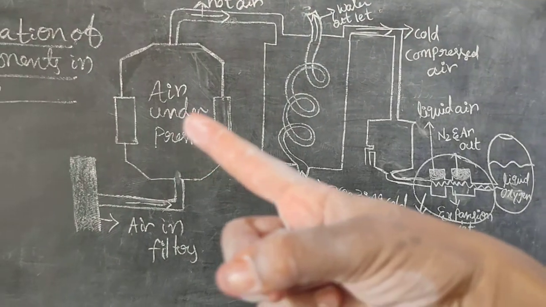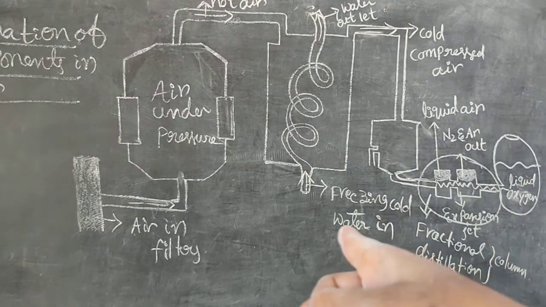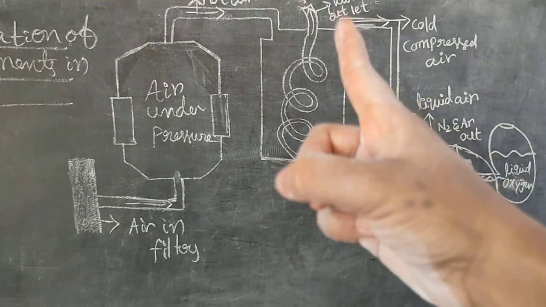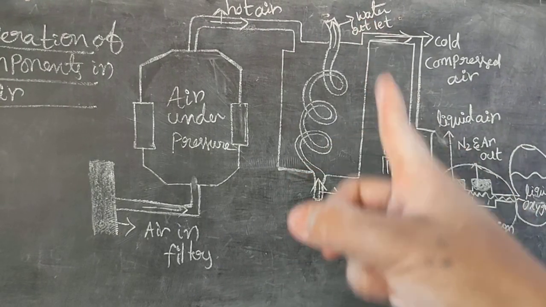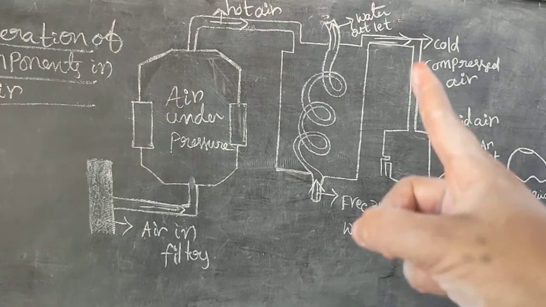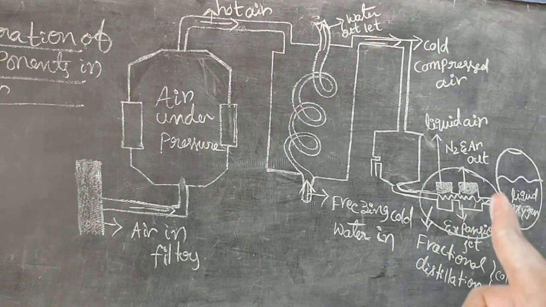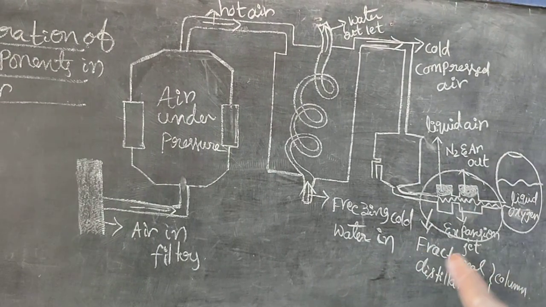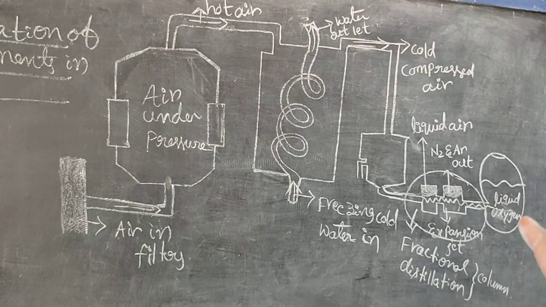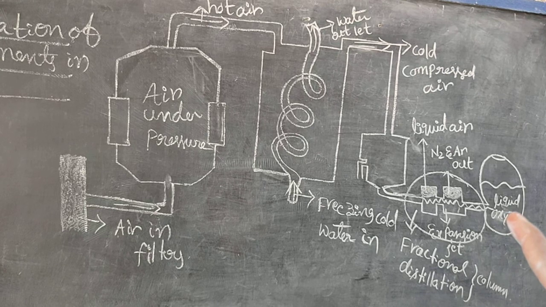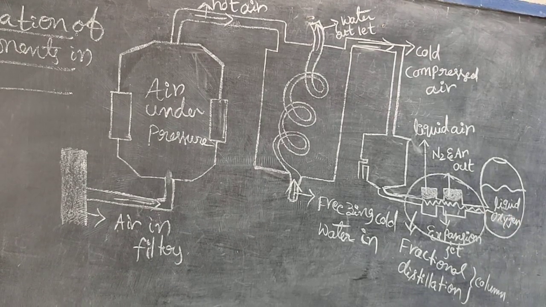Okay, see, first one is air under pressure, and in the second column one is freezing water in, another is water outlet. After freezing the air, the water can go out, and in the third column the cold compressed air enters. This is the fractional distillation column totally. I have circled the fractional distillation column, and finally we get the liquid oxygen. See the diagram totally.